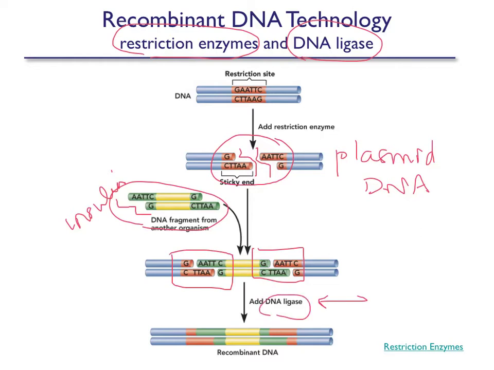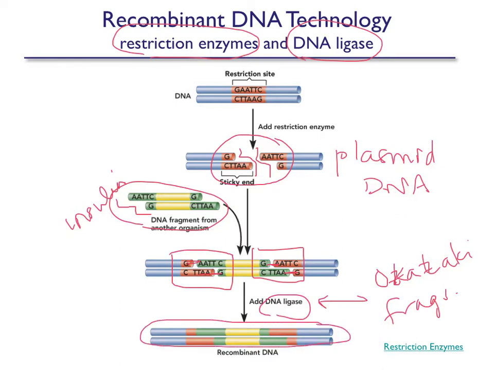This DNA ligase is the same enzyme we saw in DNA replication that sealed together the Okazaki fragments on the lagging strand of DNA replication. So this DNA ligase has the potential to bind these strands, create these covalent bonds between these sticky ends, and create a single uniform piece of DNA.